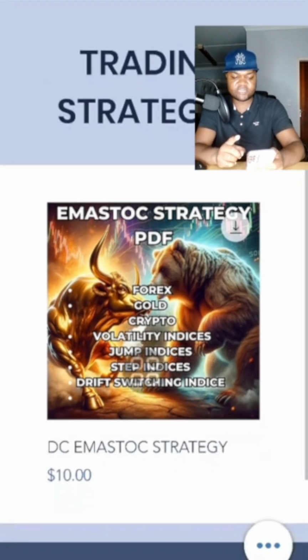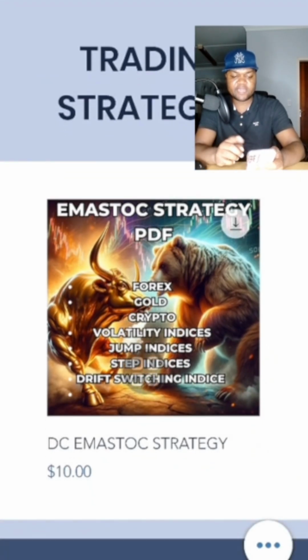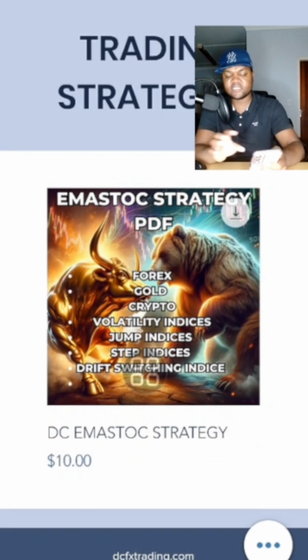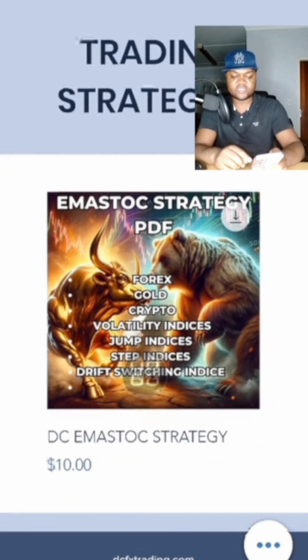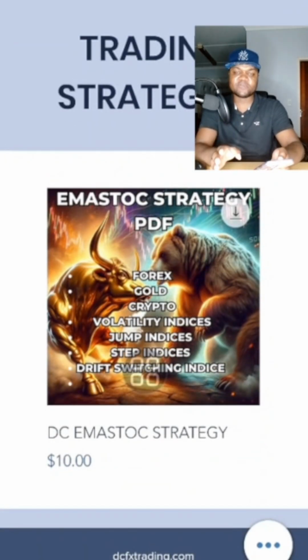So trading strategies, we have a PDF for the EMA stock strategy, the scalping strategy that can be used to trade Forex, gold, cryptocurrency, volatility indices, or derivative synthetic indices. Some might be wondering, why is it you didn't mention Boom and Crash? I'm doing a separate video where I'll show you how you can use the EMA stock scalping strategy to trade Boom and Crash. Most of the derivative synthetic indices, like for example volatility indices, Jump, Step, Drift, Shift indices, can be traded using this particular strategy. So on this particular video, we're going to be giving this strategy PDF for free.